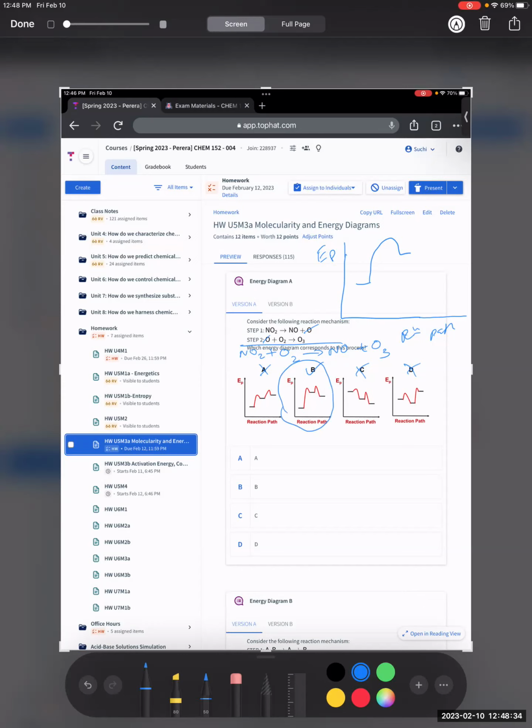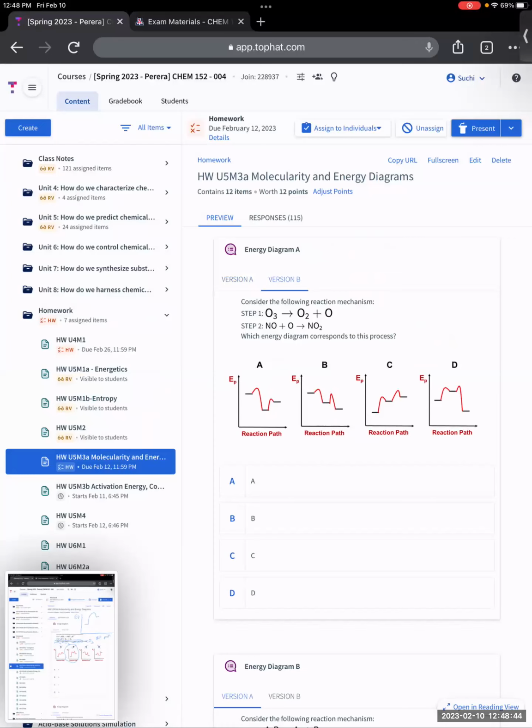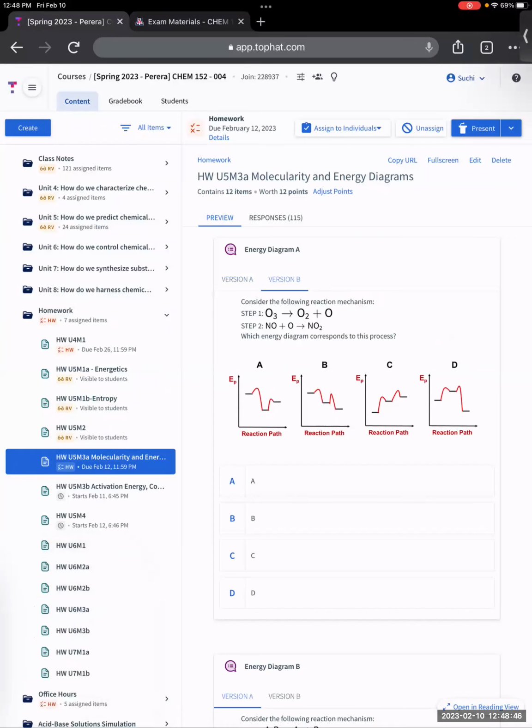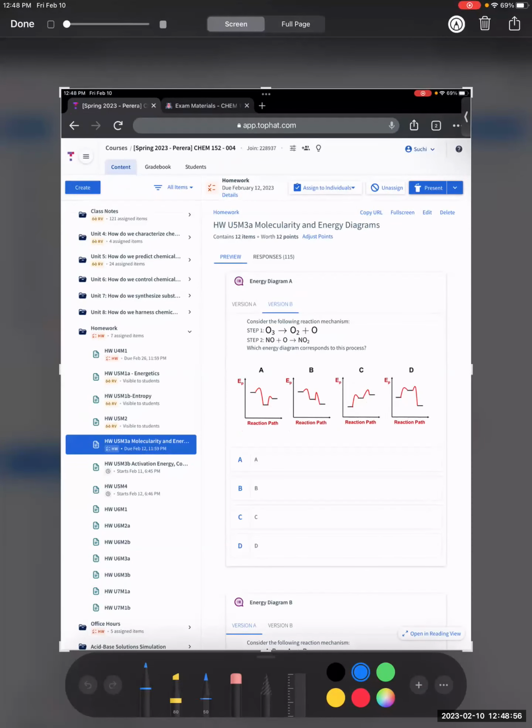And then, go back to this. Let's go to the other version. It's the same reaction, it's the other way around, but let's see how to tackle this as well. Again, take a screenshot. The first step, we are breaking bonds. The O3 is breaking into O2 and an oxygen atom. So if you're breaking bonds, we need to provide energy. Therefore, that must be an endothermic step, the first step.